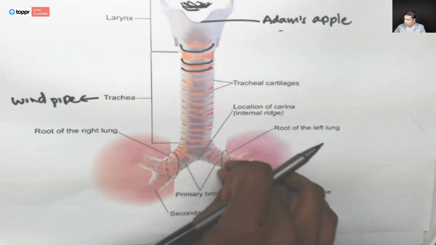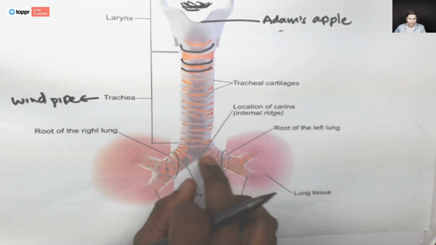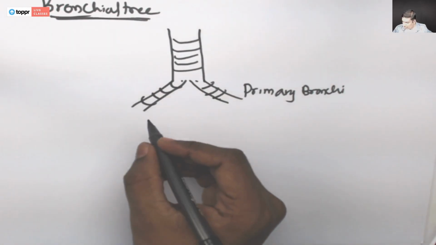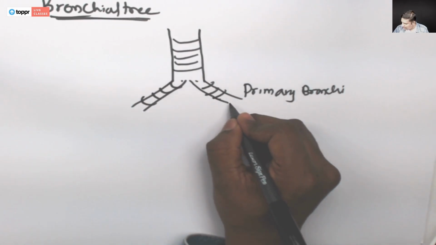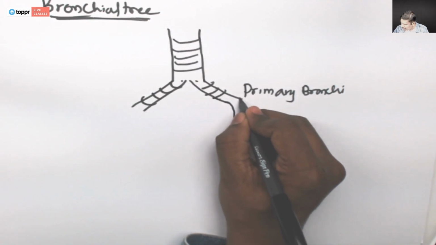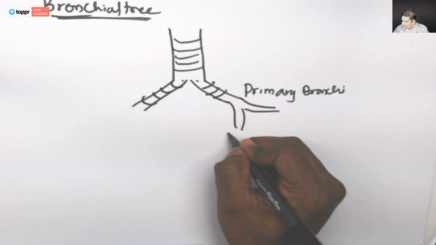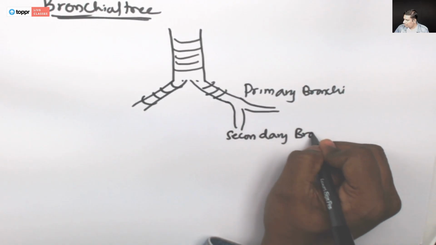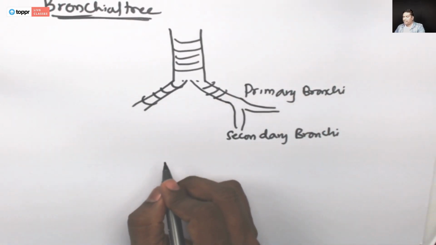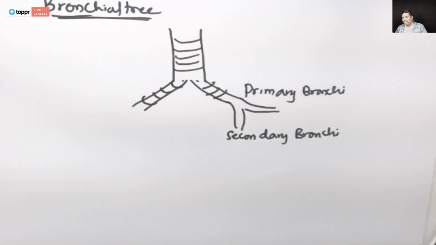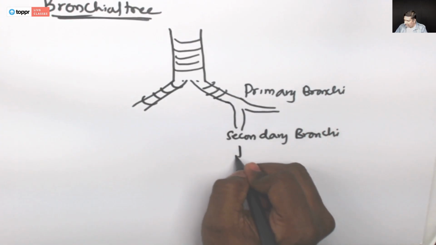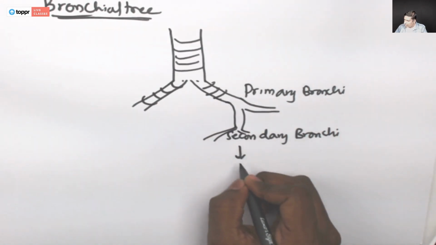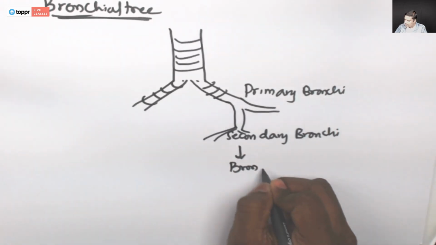So now two branches, each going into one lung. These primary bronchi will then again split into secondary bronchi. These bronchi will continue to divide and subdivide, finally forming bronchioles.